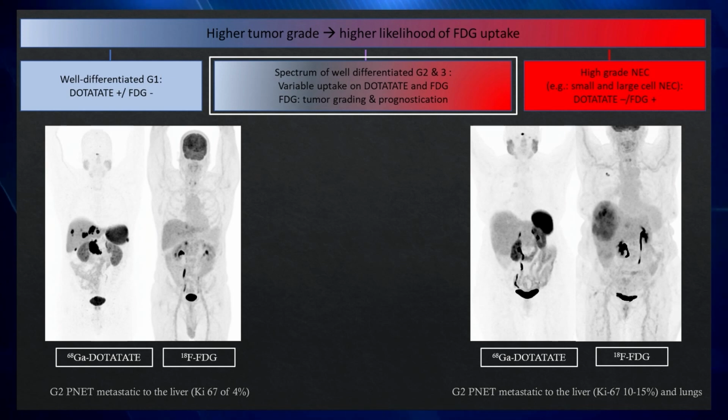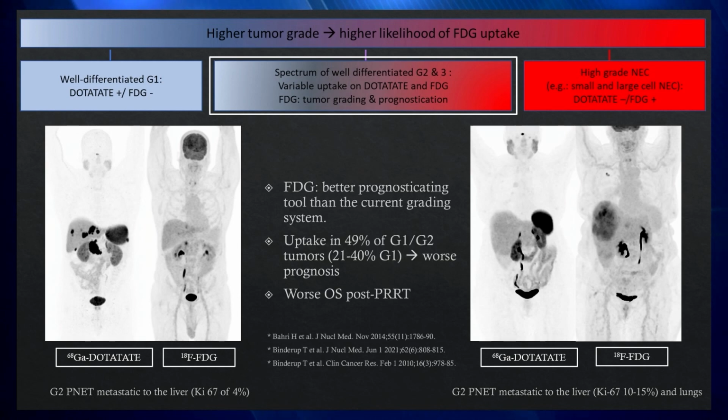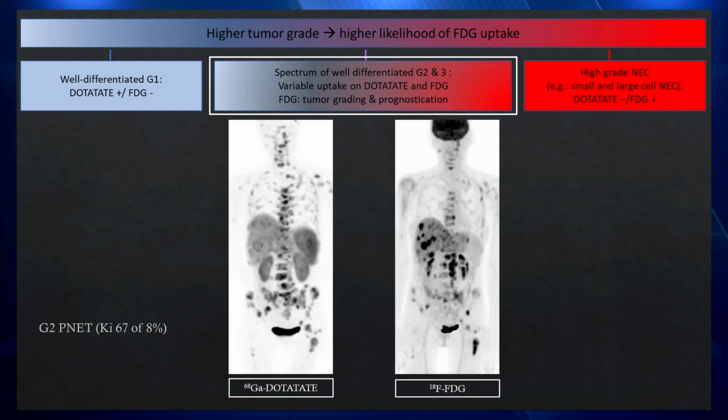But then we have in the middle of this spectrum tumors that are heterogeneous, or they might express different levels of somatostatin receptors and FDG uptake. And for those tumors that are in the middle, and some of them are also well-differentiated tumors, the uptake of FDG has been shown to correlate to worse prognosis. So basically, FDG is going to tell us which disease is actually the most aggressive, that's going to show a poor prognosis.